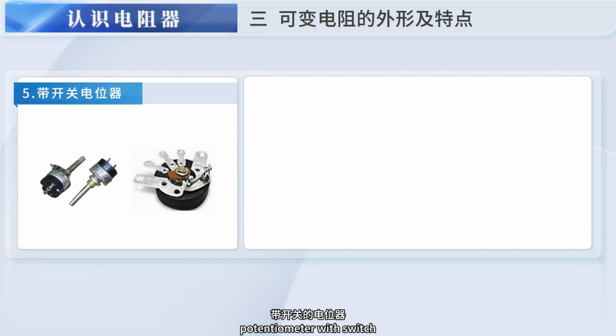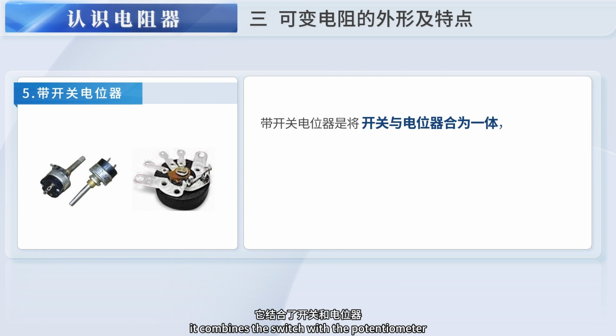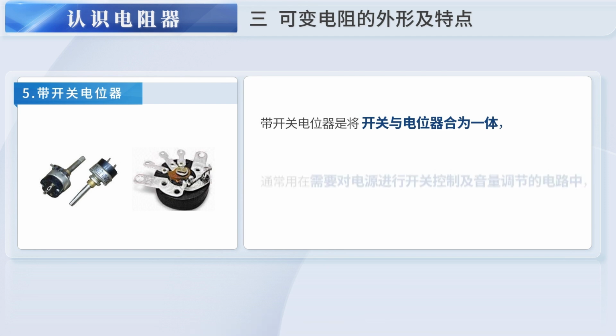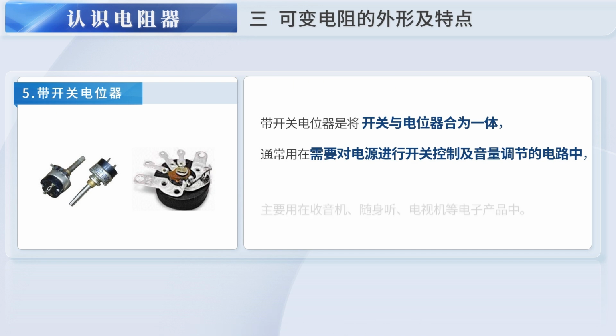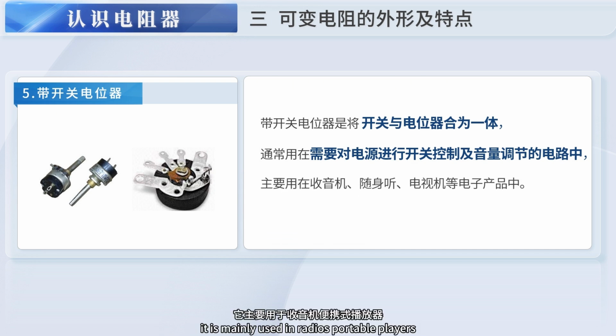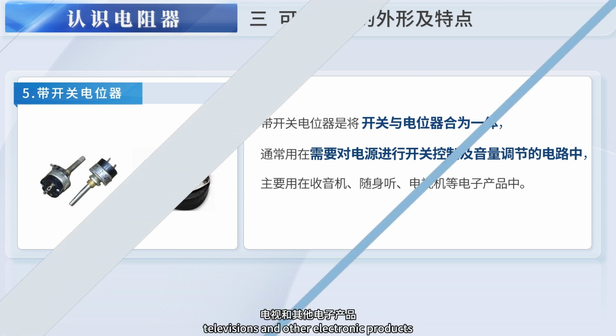Potentiometer with switch. It combines the switch with the potentiometer. It is usually used in circuits that need to switch power and adjust volume. It is mainly used in radios, portable players, televisions, and other electronic products.